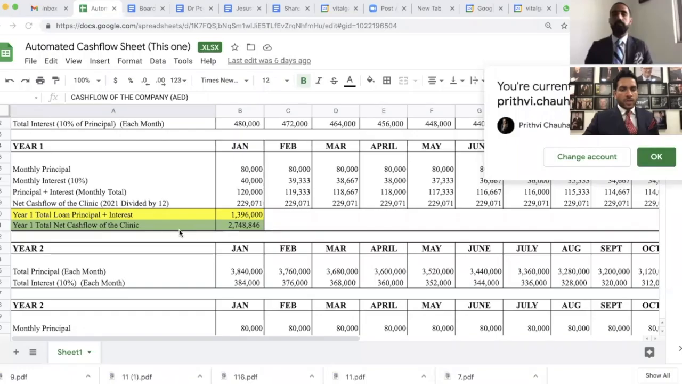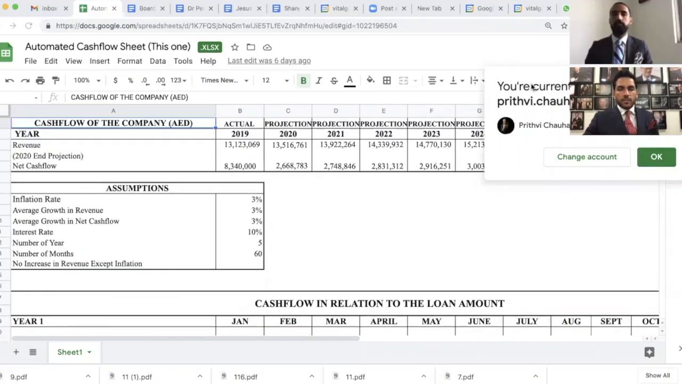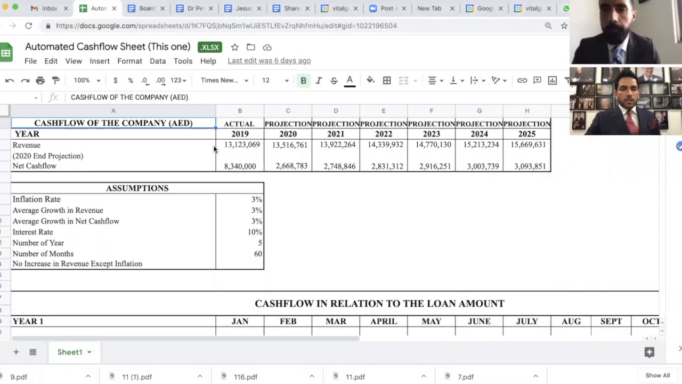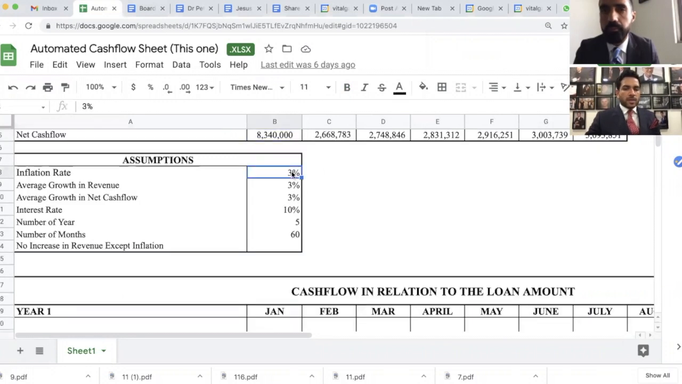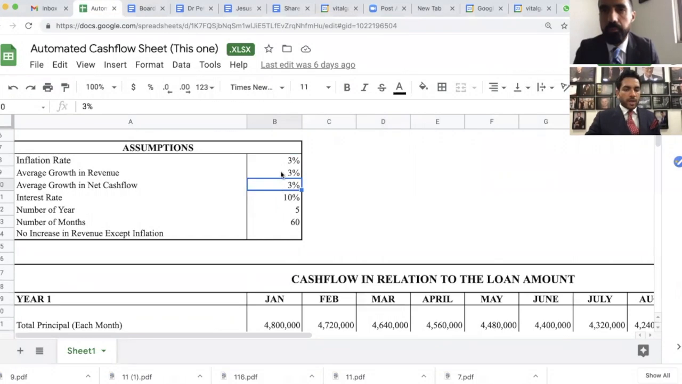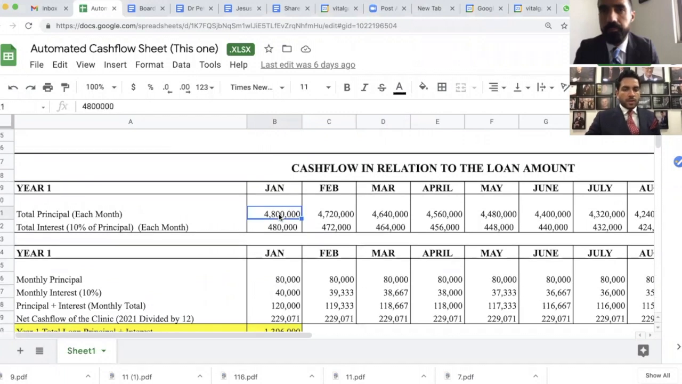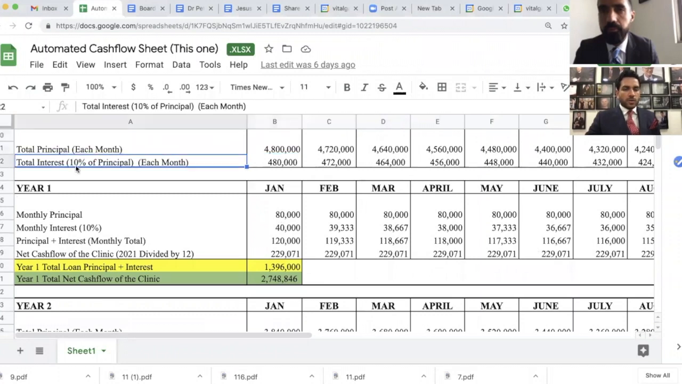Okay, this is how the cash flow sheet looks. This is the audited financials. Okay, revenue and profits. This is the inflation rate. Forget about that, your CFO will tell you. This is the interest rate. This is the principal amount, 4.8 million. Total principal and total interest.